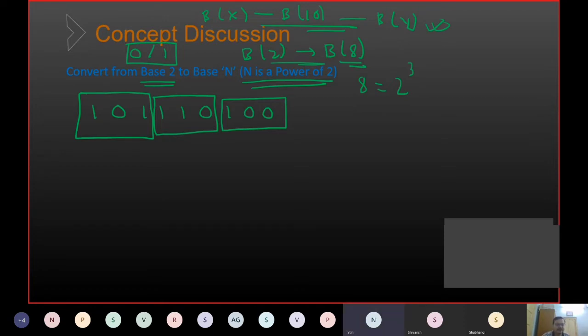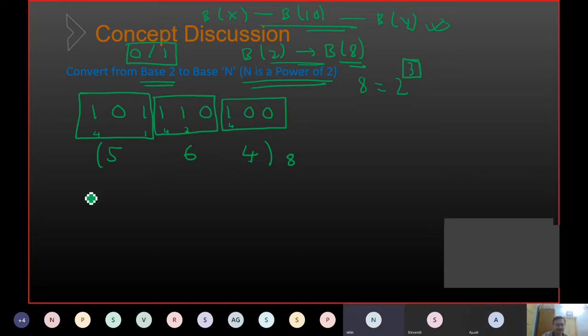So what is the first part? 4 plus 1, which is 5. Second part, 4 plus 2, that is 6. Third part, 4, and all the others are zeros. So 4. So effectively, you can write the number as 564 base 8. Will this work for every case? No, this will work from base 2 to any power of 2. The reason I'm taking 3 digits at a time is because 8 is equal to 2 cubed.